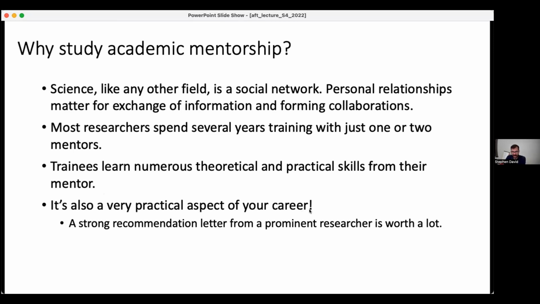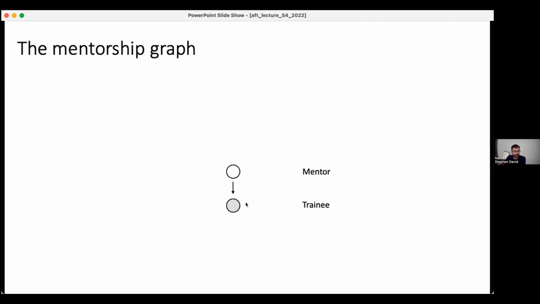And just to point out, I think most of us would agree that mentorship, in a very practical sense, is important, right? If you work for someone famous, they write a letter of recommendation for you, it's probably going to help you out in a very measurable way.